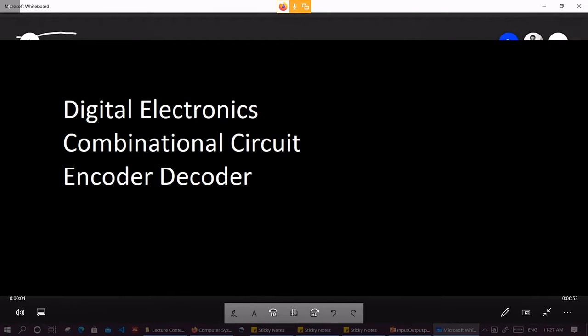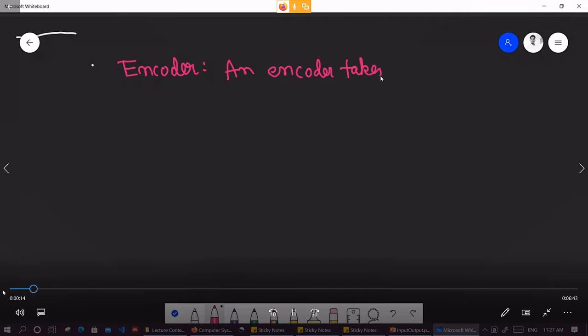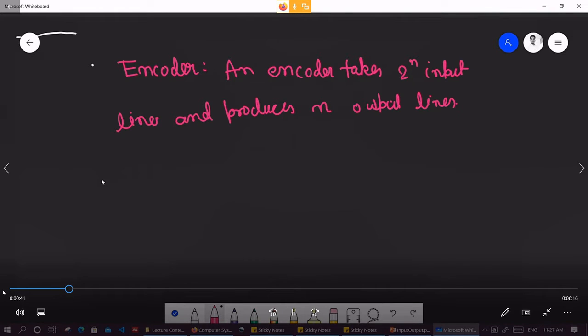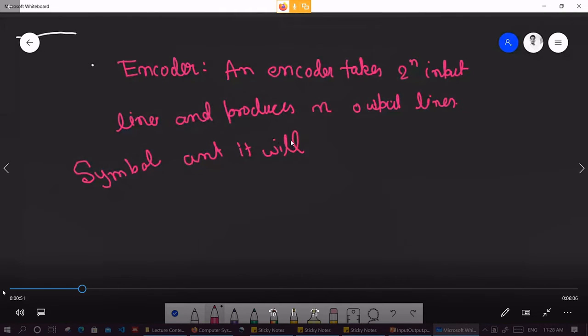An encoder takes 2 raised to the power n input lines, and produces the code for that symbol.